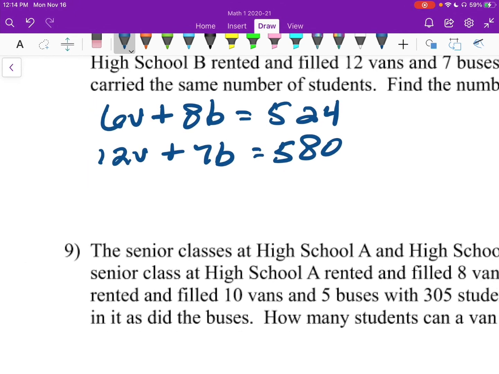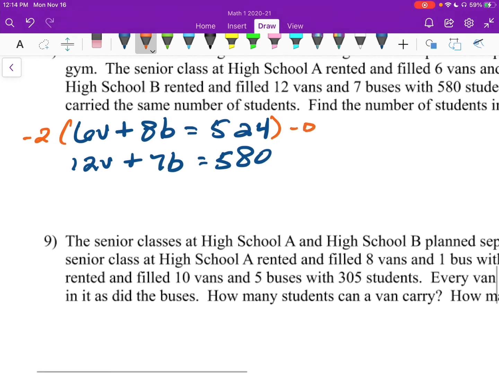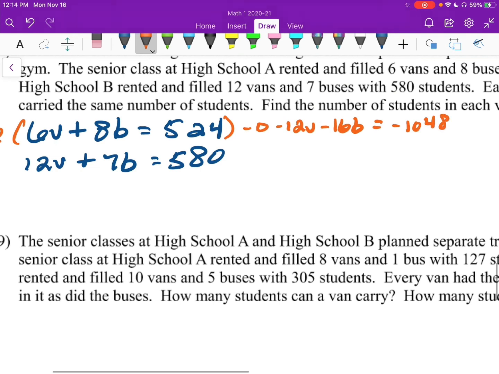So here we are. How should we best start this one? Well, I think elimination might be the way to go here too. If we multiply the top one by -2, then we'd have a -12 and a +12 to cancel each other out. So let's go ahead and do that. The top will turn into a -12v minus 16b equals negative, what is that, 524 times negative 2 is going to be negative 1048. The bottom one stays the same, 12v plus 7b is 580.